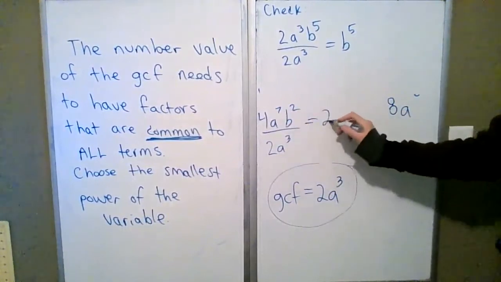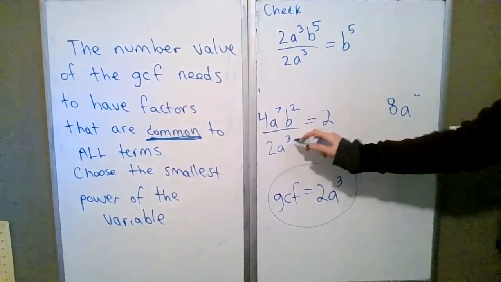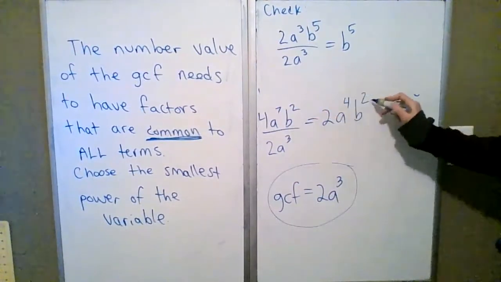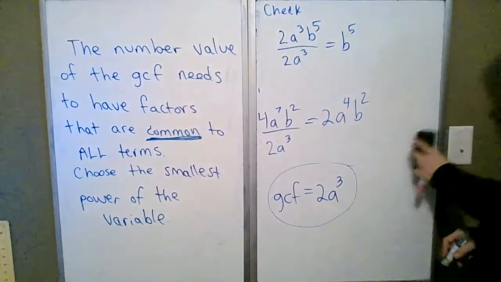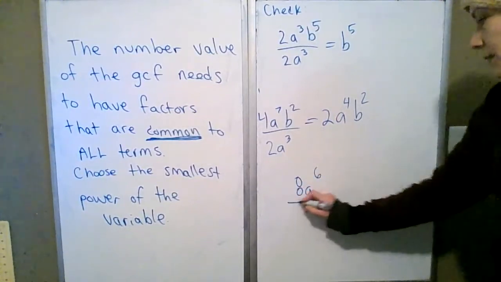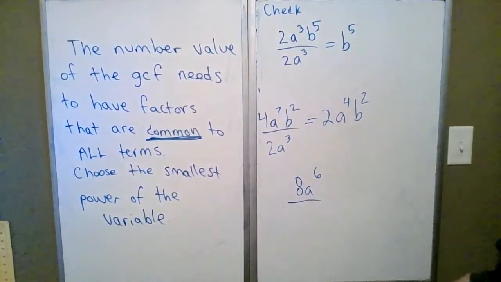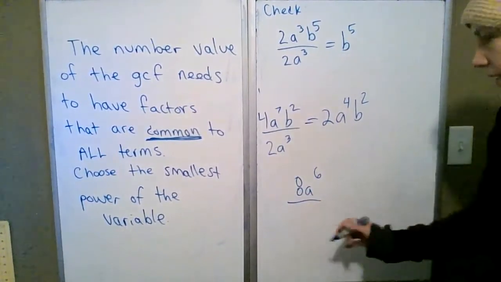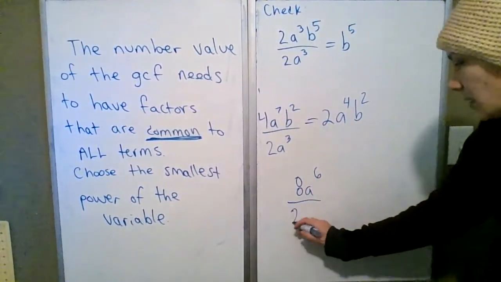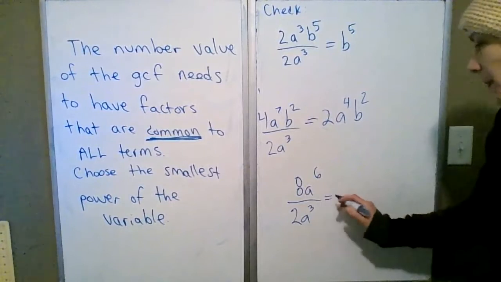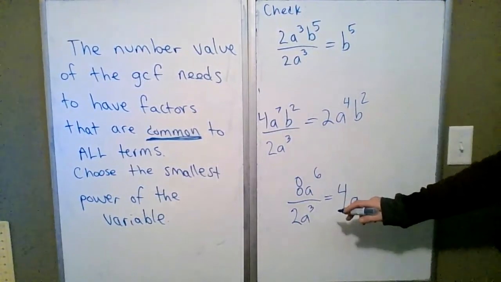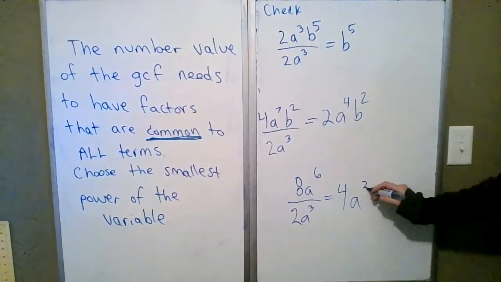Four over 2 would be 2. A has a power of 7 minus 3, which is 4. And then b squared. Just check that 8 to the 6th divided by 2a cubed doesn't have any weird remainders, like it divides evenly into 4a with the power of 6 minus 3, which is 3.